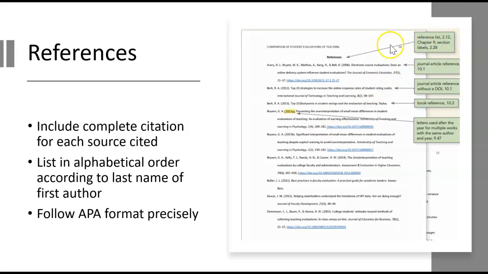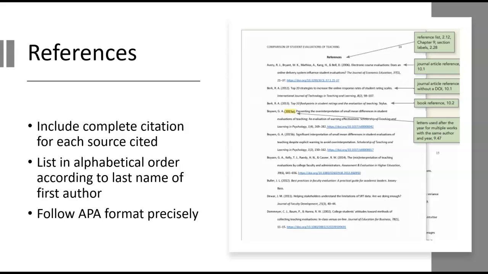If you look at the reference page, one change from APA 6 to 7 is the word references. We do not use the phrase works cited. We don't say sources, we say references. It's bold. It is not underlined. It is centered. Every reference that you include, and your reference list should be in alphabetical order according to the first author, and it's the first author's last name.